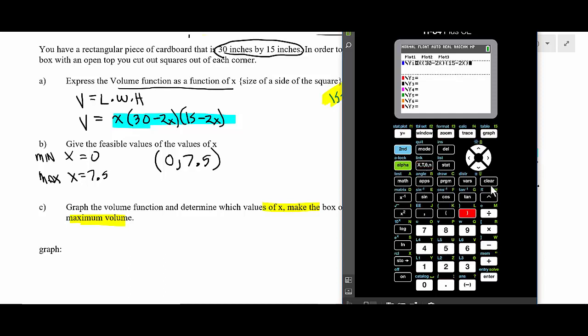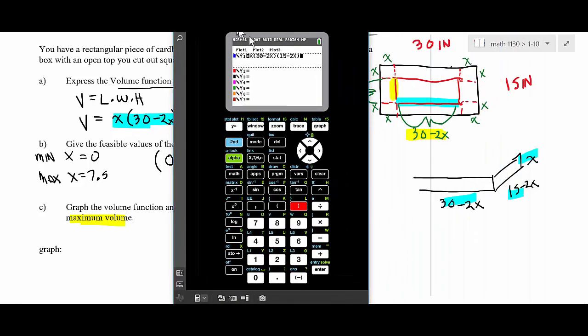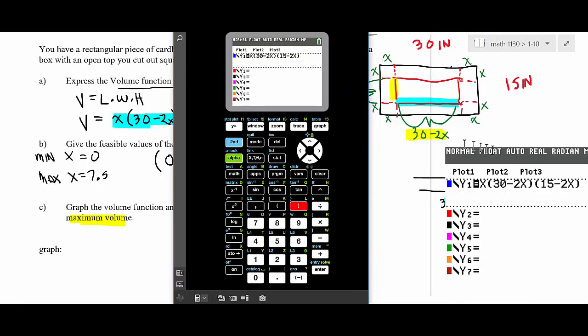So we're going to graph that. One of the things you have to do when you graph something like this is figure out what kind of window you're going to use that will make sense of it. So I would suggest that you hit your window button, and we want to go from 0 to, let's go to 8. The reason I'm going to 8 is because we said 0 to 7.5 is where it's sensible.